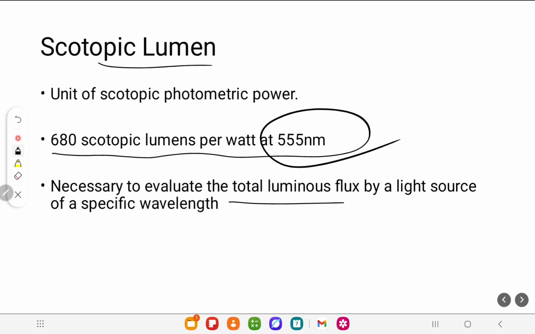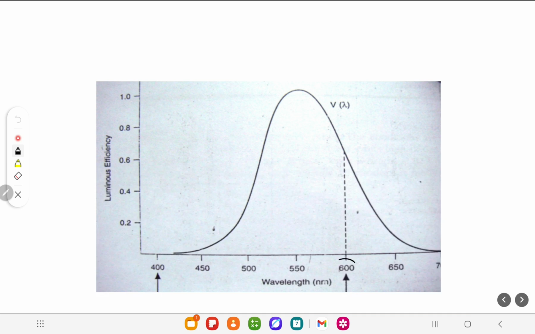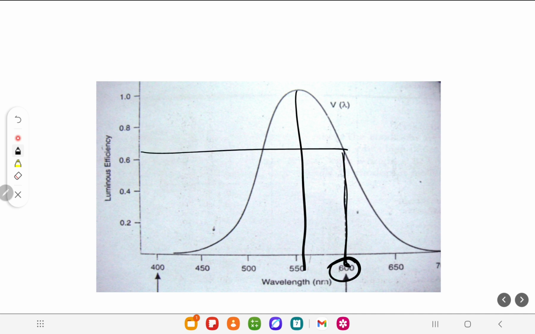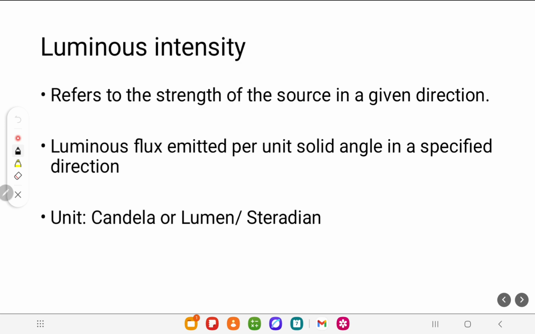It's necessary to evaluate the luminous flux of a source at a particular wavelength. So basically, what particular wavelength creates the luminous efficacy? Efficacy is maximum at 555, isn't it? There the efficacy is 100%, it's maximum. As you go above or below that wavelength, the efficacy reduces. This graph shows you.